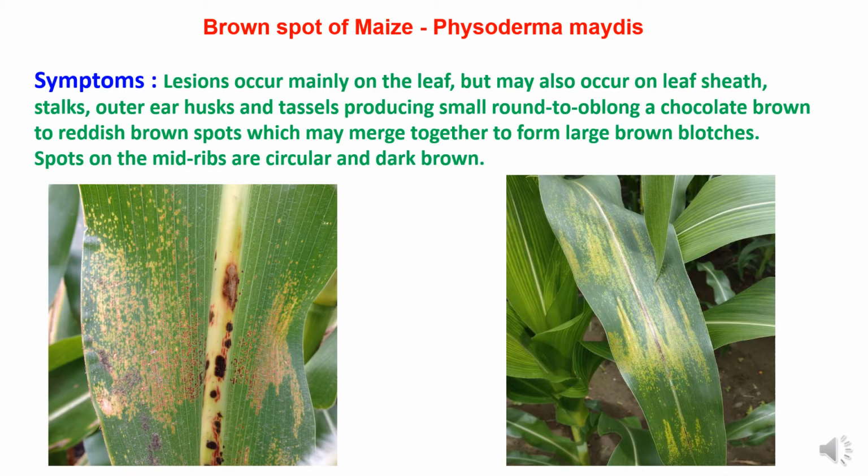Now, brown spot disease of maize, which is caused by the fungus Physoderma maydis. The lesions occur mainly on the leaf but may also occur on leaf sheath, stalks, outer ear husks and tassels, producing small round to oblong, chocolate brown to reddish brown spots which may merge together to form large brown blotches. Spots on the midribs are circular and dark brown.